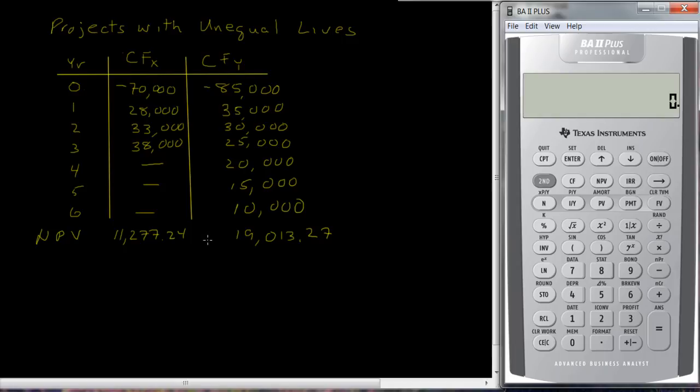However, if they are ongoing and they are mutually exclusive, that is, if you do X, you can't do Y, or if you do Y, you can't do X, we have to figure out a way to determine what to do with these projects, or how to evaluate them. What's the better project? Clearly, Y gives us a higher NPV, but after this project is done, are we just going to sit around and do nothing? No, we're probably going to reinvest in this project. It's an ongoing project. We can keep doing it.